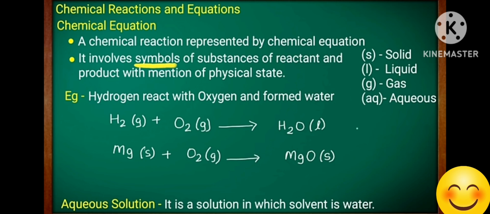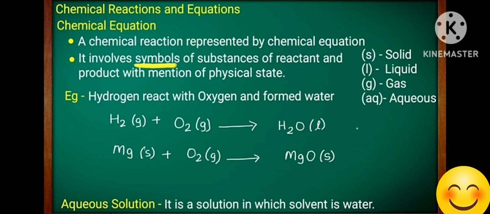Here hydrogen is in the gaseous state and oxygen is also in the gaseous state. Water is in the liquid state, whereas magnesium is in the solid state and oxygen is in the gaseous state, and the product, magnesium oxide, is in the solid state. Everyone knows what is solid, liquid and gas.